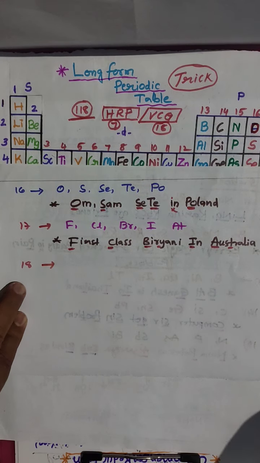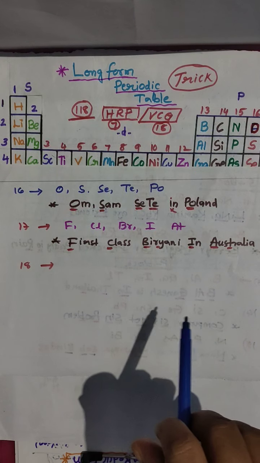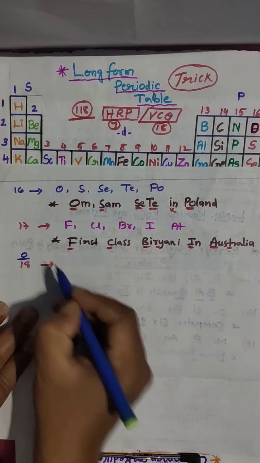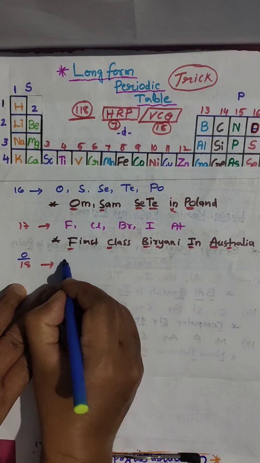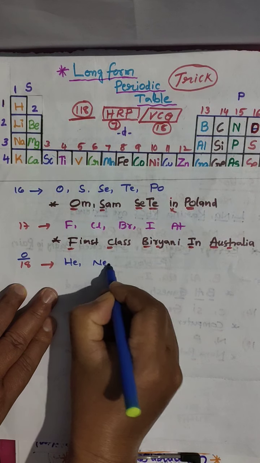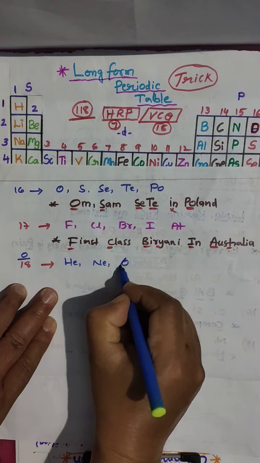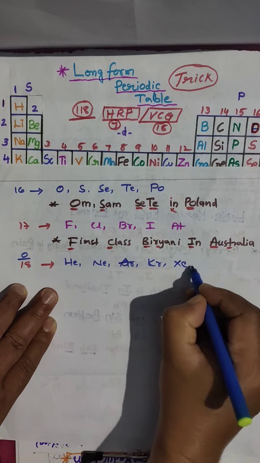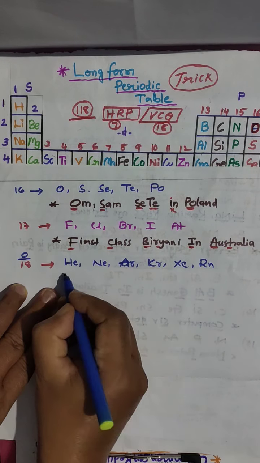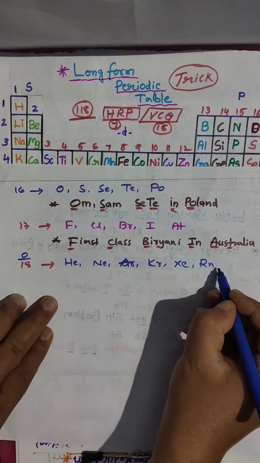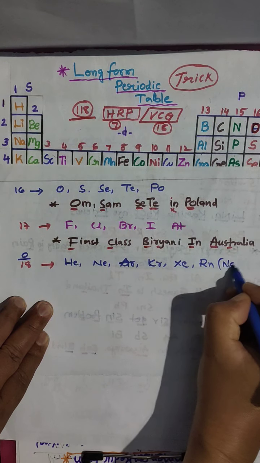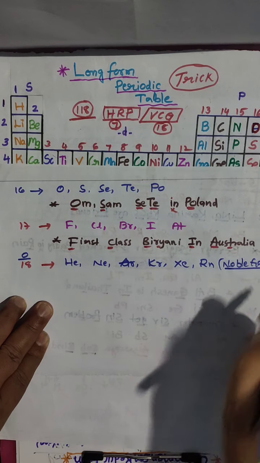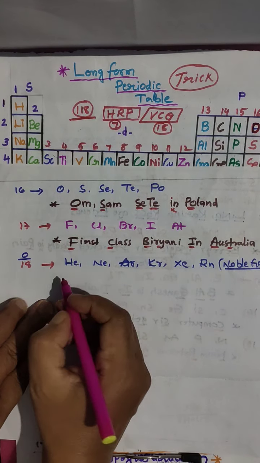Next, the 18th group. This 18th group we also call the zero group. Noble gases. What do we have? Helium, neon, argon, krypton, xenon and radon. These are noble gases. Clear? Now, how to remember: the trick.